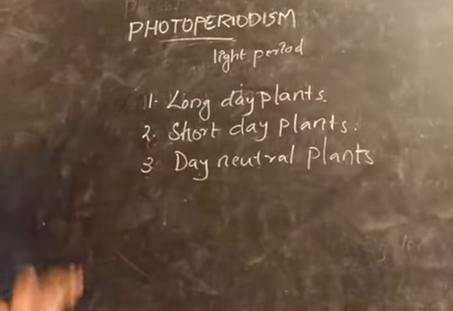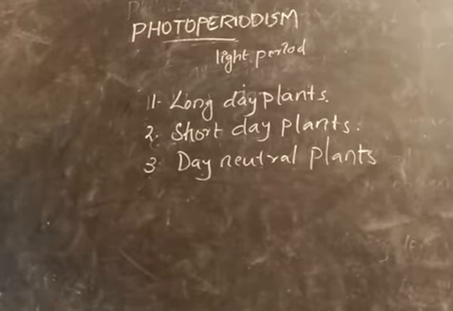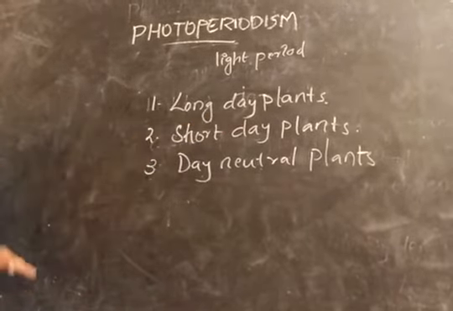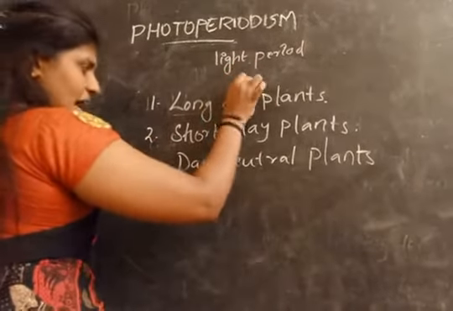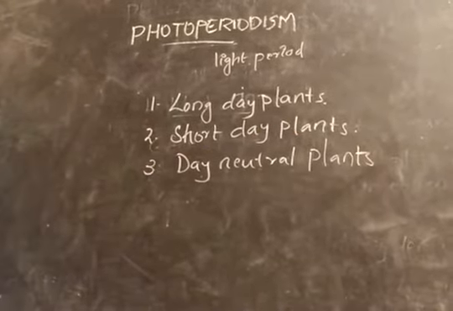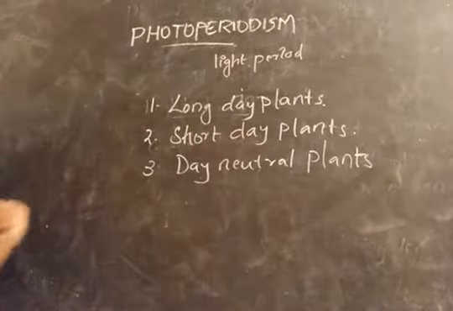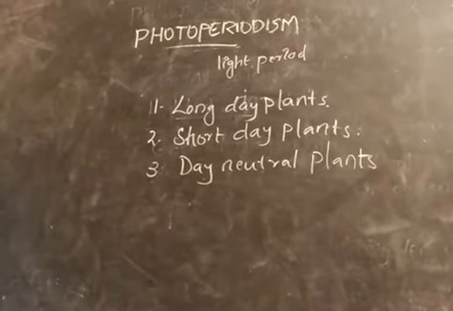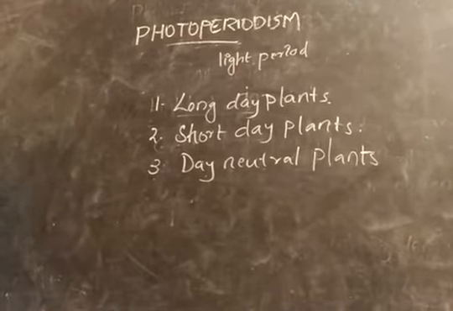Long day plants are the plants that require long critical day length for flowering. That is, they require a large amount of light. Short day plants are the plants that require short critical day length for flowering. That is, they require less light for flowering. The last one is day neutral plants. As the name itself makes clear, these plants can flower in all possible photoperiods.